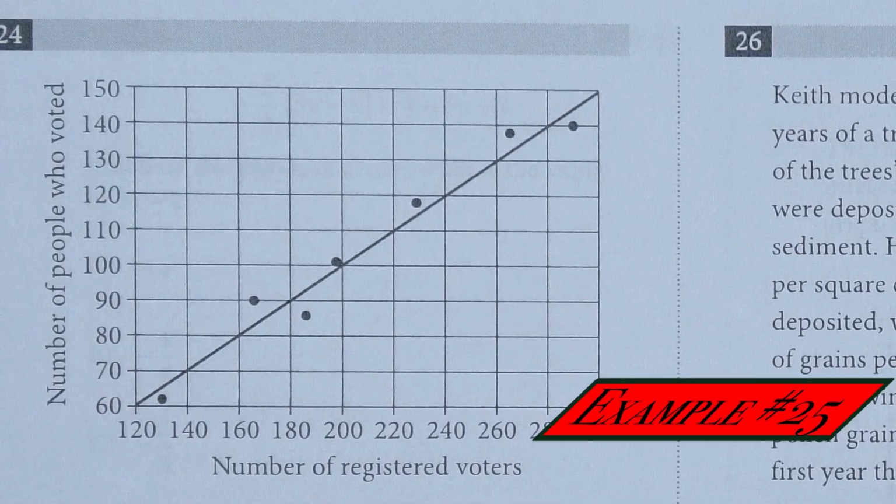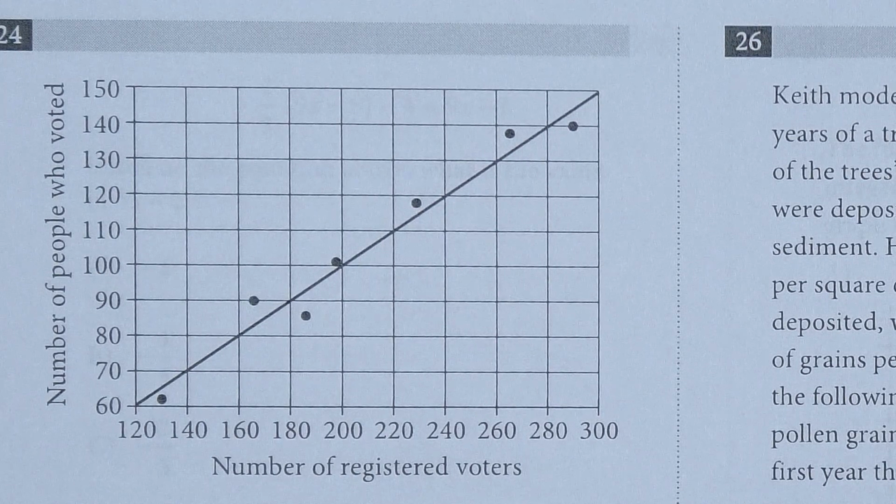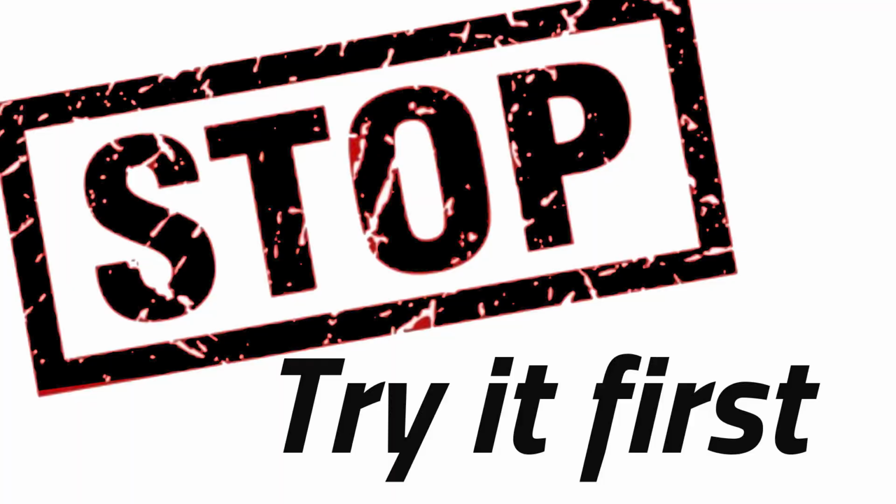The scatter plot above shows the number of registered voters, x, and the number of people who voted in the last election, y, for 7 districts in a town. A line of best fit for the data is also shown. Which of the following could be the equation of the line of best fit?